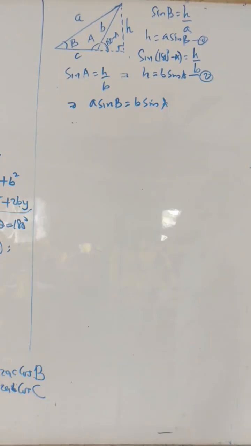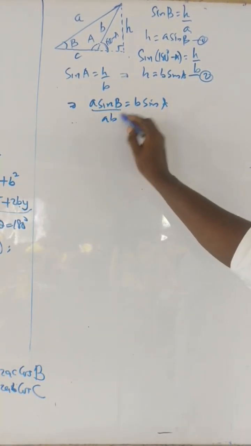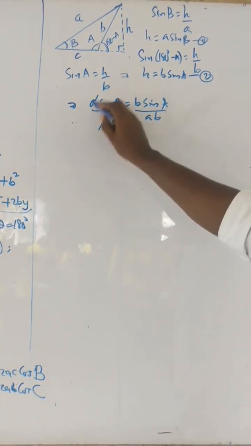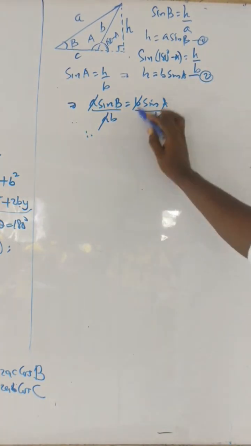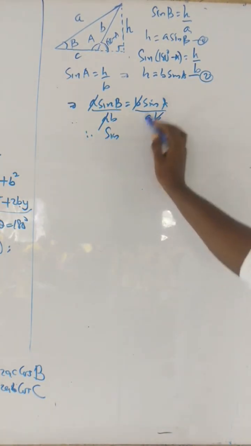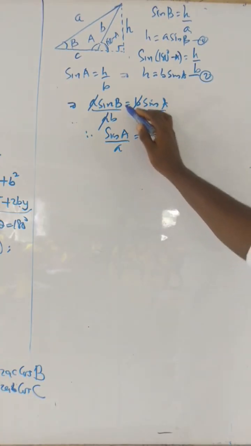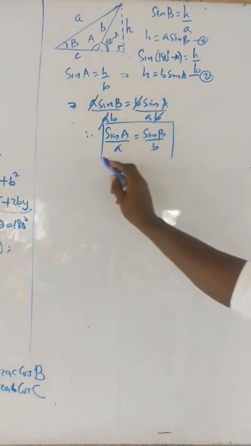Now let's divide both sides by AB. Let's divide this side by AB, this by AB. In this case, A cancels A, B cancels B. So therefore, using this side, I can say sine A over A equals sine B over B. These are called the sine rule.